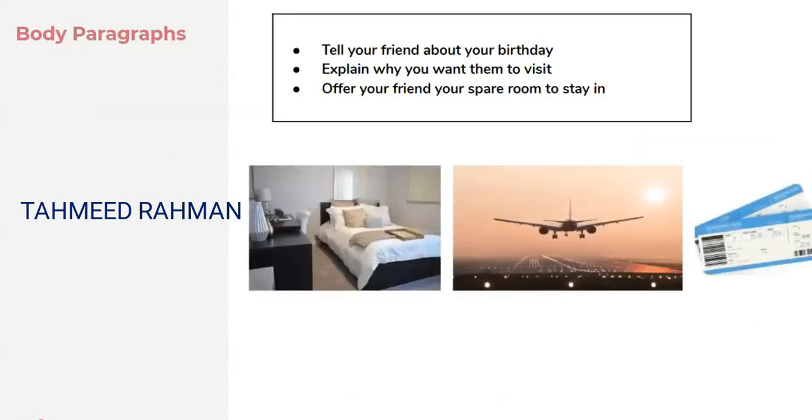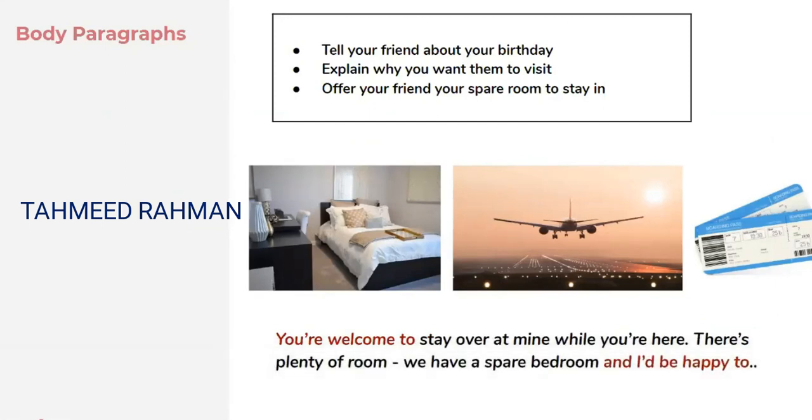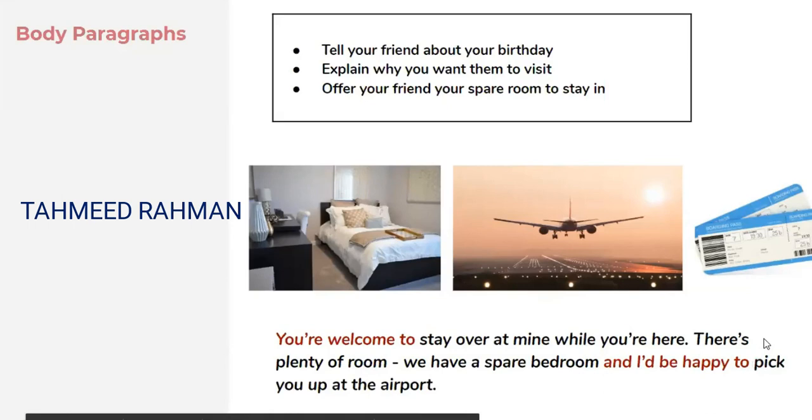And then what about their stay and accommodation, and how they're going to travel to your country? Well, you invite them to your house. You're welcome to stay over at mine. Stay over at mine means at my place while you're here. There's plenty of room. We have a spare bedroom. And I'd be happy to pick you up from the airport. See, I've used a contraction. I would be, that you are more than ready to pick up the friend from the airport.